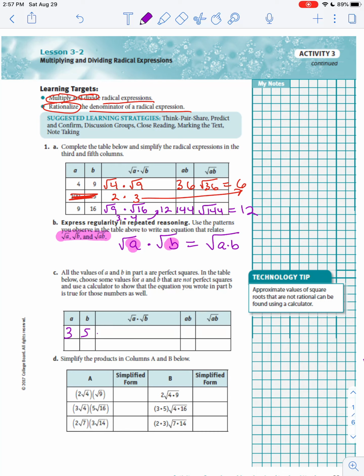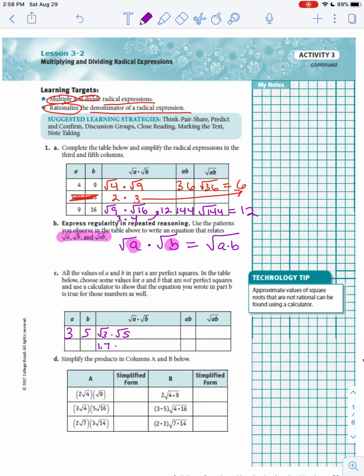Okay, so if we did the individual square roots, like if we looked at the square root of 3 times the square root of 5, if I did that on my calculator, I would get kind of a messy number. So if I did that individually, the square root of 3 is about 1.7. Okay, it's a little more than that, but it's about 1.7. And then the square root of 5 is about 2.2. Okay, so if I multiply those together, I get about 3.8 or 3.9, somewhere in there.